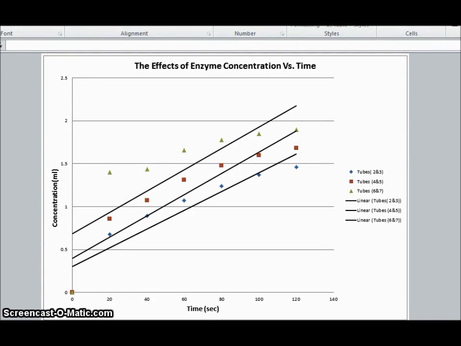For graph number 1, we are determining the effects of enzyme concentration versus the time. So our x-axis is the time and our y-axis is the concentration. And we are graphing 6 tubes. Tubes 2 and 3 are in blue, tubes 4 and 5 are in red, and tubes 6 and 7 are in green. And as the concentration increases, the time increases too. So we finally draw a straight line that best fits all the points for each condition of the tubes.